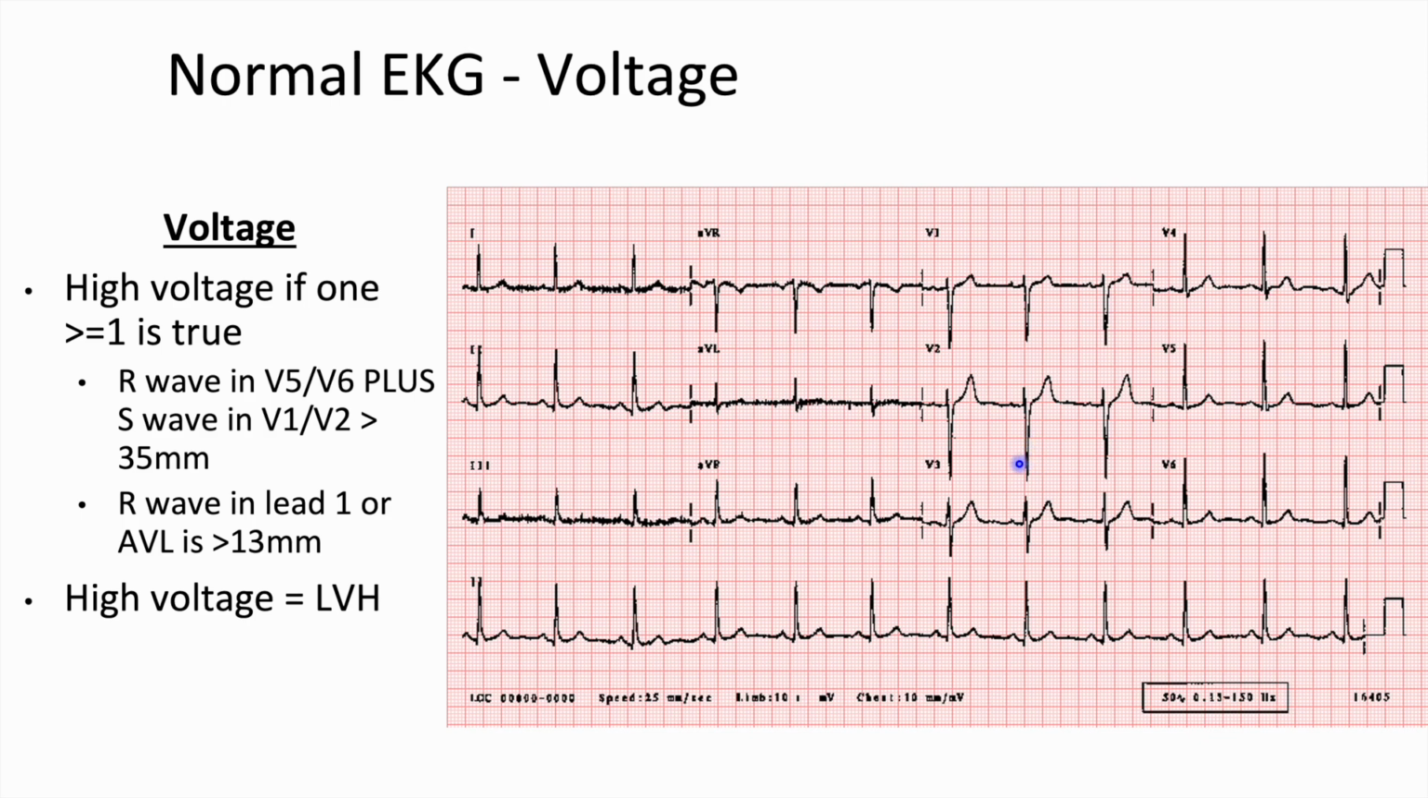So big box is 5, 5, 10, 15, about 21 maybe. And then we have 5, 10, 15, 16, 17, 18. So 18 plus 21, that's 39. And so that's greater than 35. So this person might not actually be fully normal. This person might have some left ventricular hypertrophy.